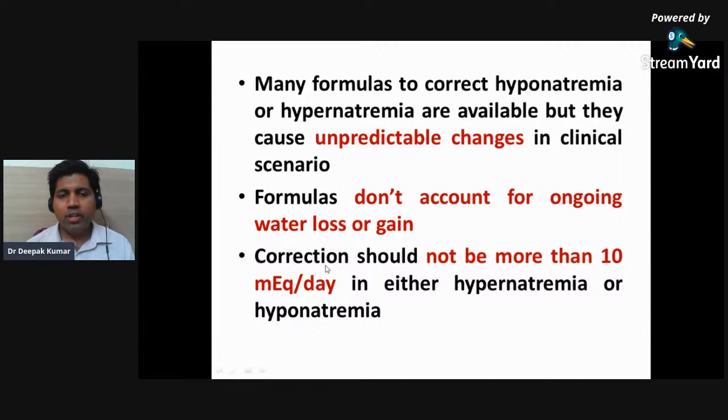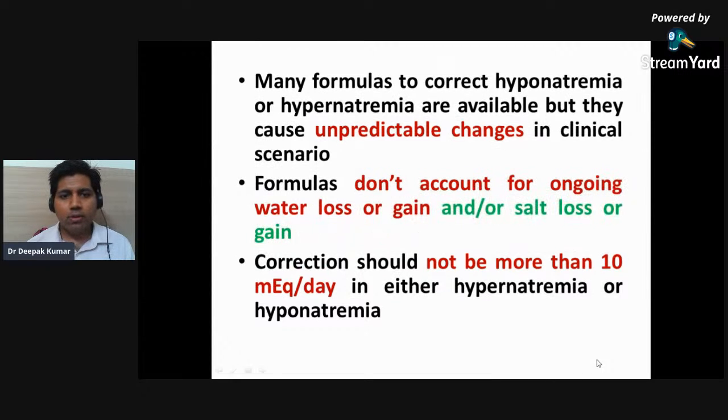Well, this was said even in the first part, but there is something which we are going to build on this. So formulas don't account for ongoing water loss or gain. When we calculated water deficit or gain, it was not taking into account ongoing water loss or gain. In the same way, we're going to build one more step: it doesn't take into account also the salt loss or gain that is happening ongoingly.